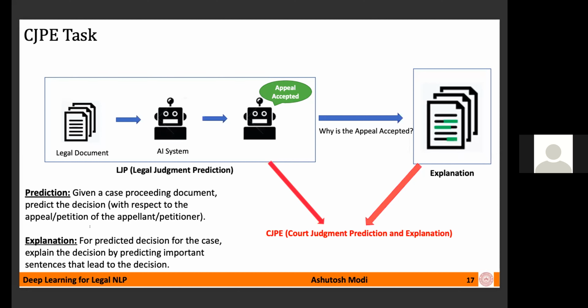So essentially, we have two kinds of subtasks within this task. One is the prediction part, where you want to predict the final decision of the case, whether the appeal is accepted or denied. And then you want the system to also give the explanation of why it arrived at that decision. In our case, it points out the important sentences that led to that decision, as I'll show in further slides. Just a disclaimer, as I mentioned earlier, the task is not to replace any human, but to assist a human judge, basically, right?